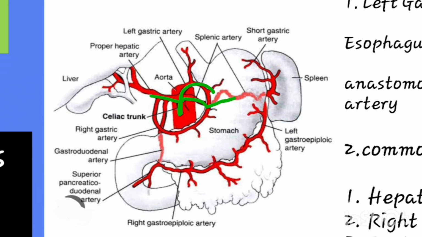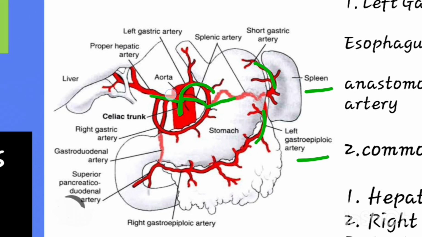Coming first to the left gastric artery, it supplies the stomach, and it anastomoses with the right gastric artery. The splenic artery supplies the spleen and some part of the pancreas too. The splenic artery gives branches as short gastric arteries, which supply the stomach, and from the splenic artery the left gastroepiploic artery arises and supplies the stomach. So this is about the splenic artery.